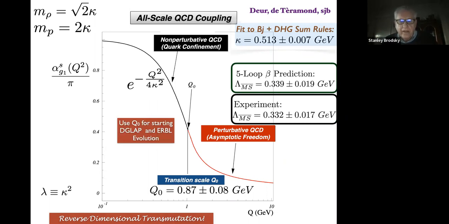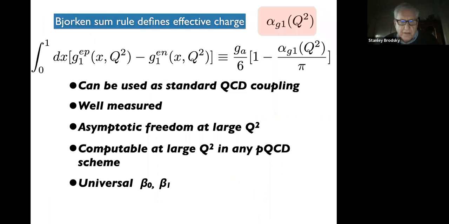And it explains where the scaling, where you start DGLAP evolution begins and so on. Not only that, you can use data. The Bjorken sum rule is a way to define the running coupling of QCD. You can just call this sum rule 1 minus alpha(Q squared) over pi by definition. This is a standard QCD coupling.